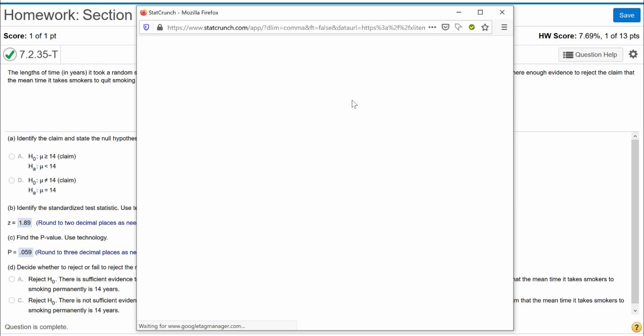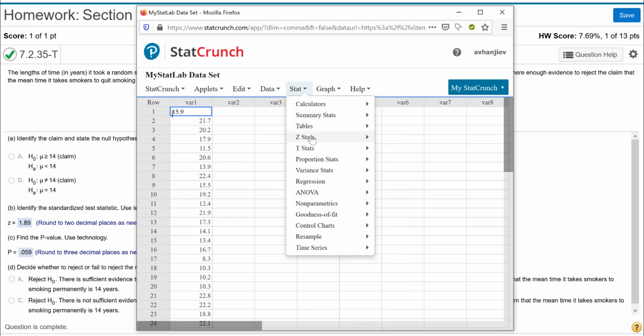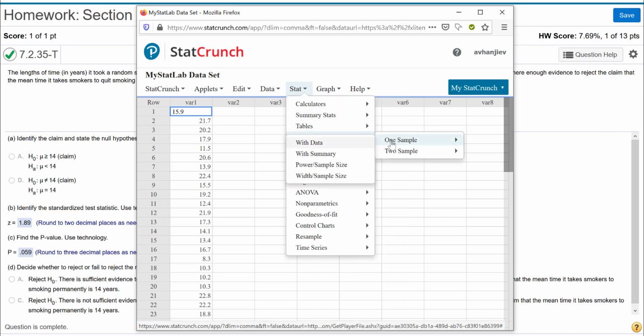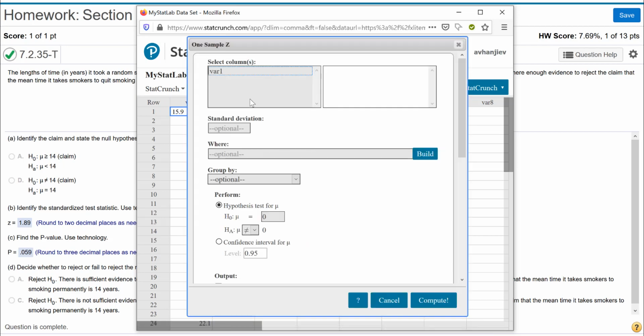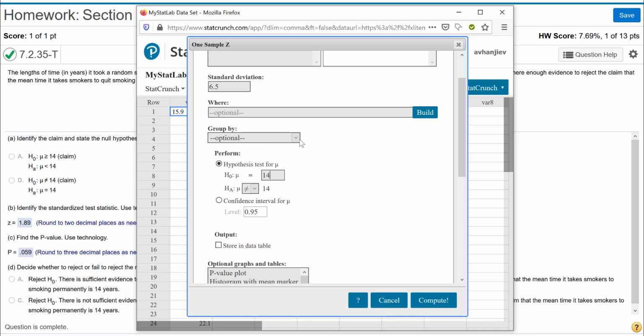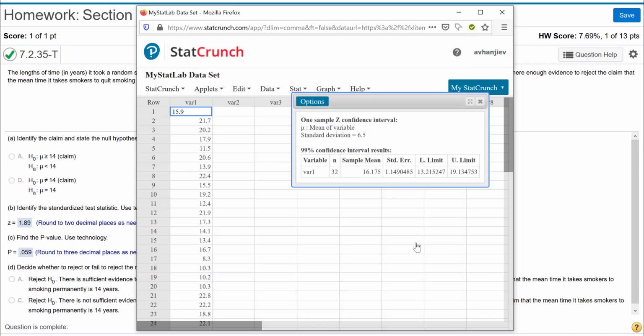Let me pop it up real quickly here. In fact, let's do this one with data. So it's z-score with data. Let's see what we'll get here. The column that we're looking at is this one. In fact, the standard deviation is 6.5. We can already enter that because we knew the standard deviation. And let's go with 14. That is the null hypothesis. And it was a 99 confidence interval here. There it is, our level. Compute that, and what I'm really looking for is 16.175. That's what I want right there.